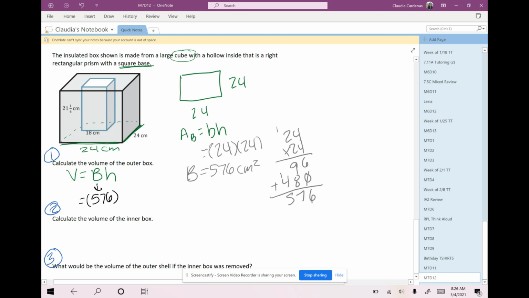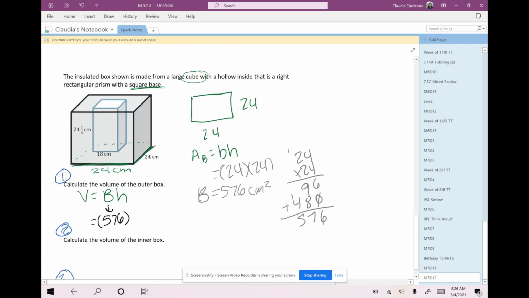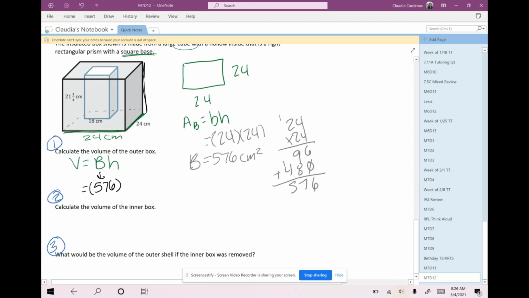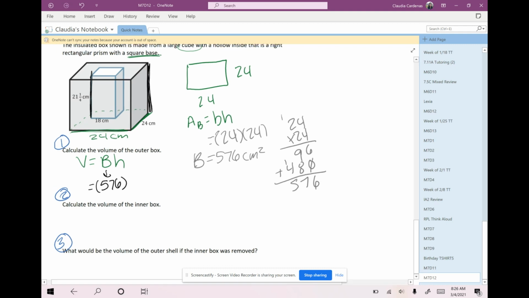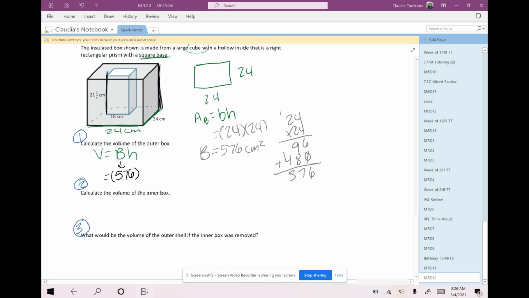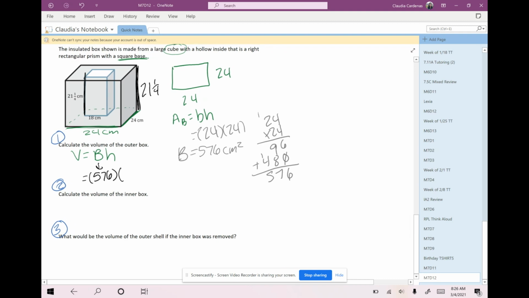And then the height of our cube, how tall it is, is going to be based off of what else I notice in this picture. So I also see that this rectangular prism is also the same height of 21 and 1/4, which means if it is inside the cube, it has to be the exact same height of the cube itself, which is 21 and 1/4. And so I could leave it as a fraction, but I do prefer to write my fractions as decimals, which I know is 21.25. And so we can go ahead and multiply that as well.